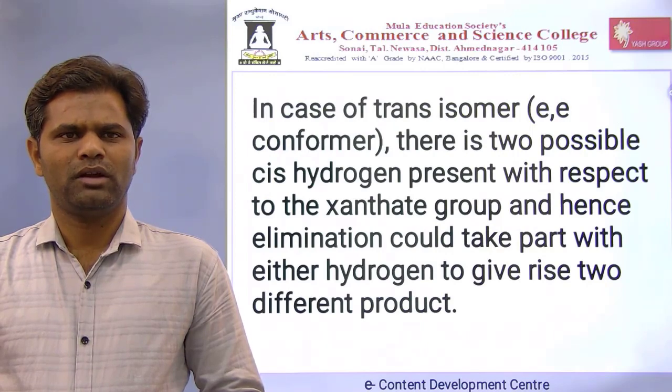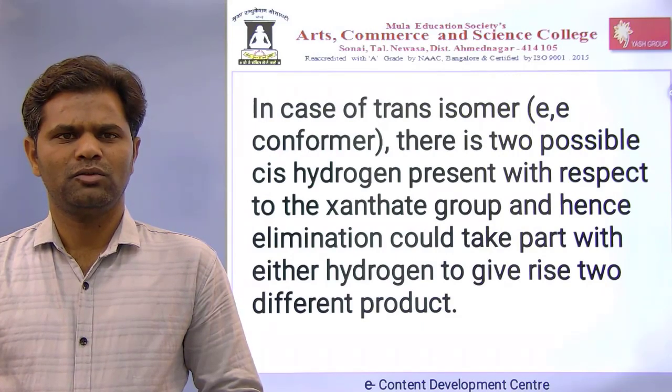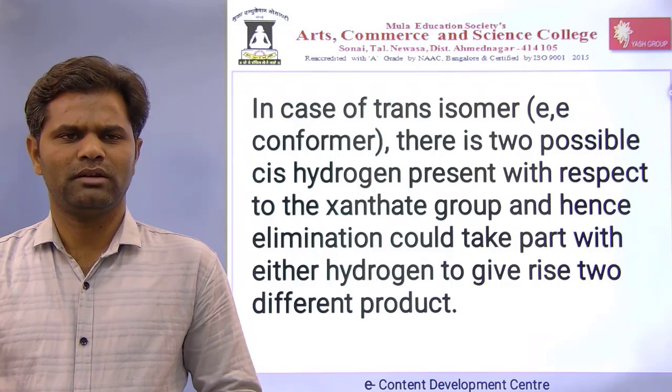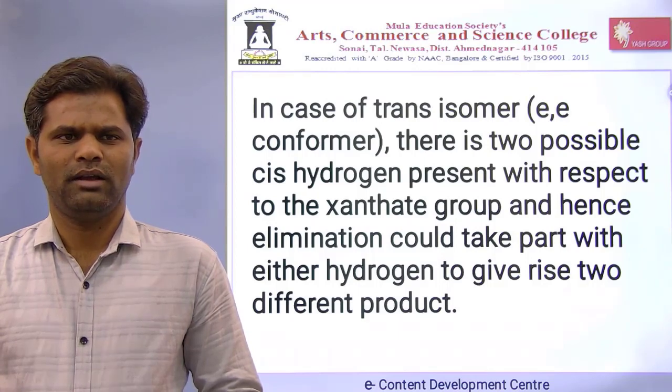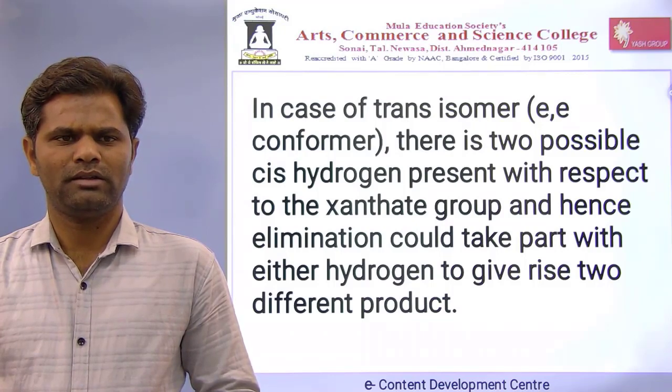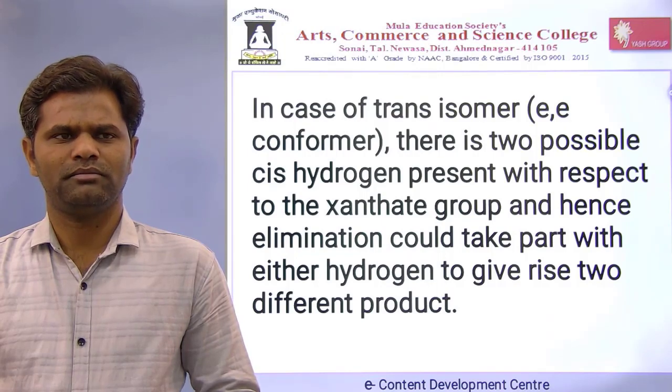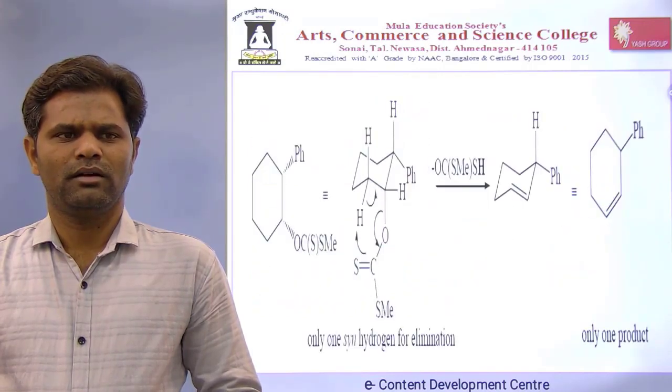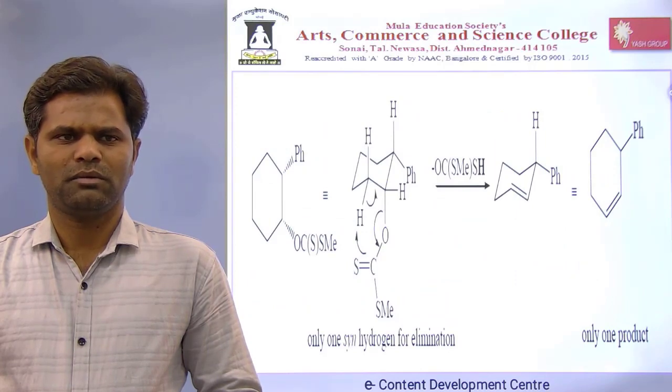In case of trans isomer equatorial-equatorial conformer, there are two possible cis hydrogens present with respect to the xanthate group, that is Ha hydrogen and Hb hydrogen, and hence elimination could take part with either hydrogen to give rise to two different products. As we have seen in the previous slide, two products are possible, 1-phenyl cyclohexene and 3-phenyl cyclohexene. Now the question is which is the major one, whether 1-phenyl cyclohexene or 3-phenyl cyclohexene. That we are going to see in a subsequent slide.